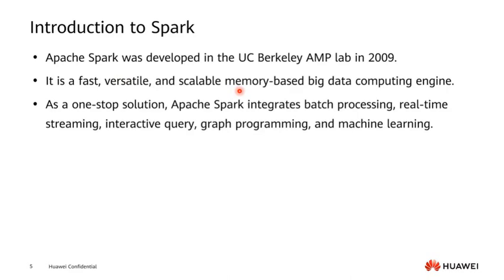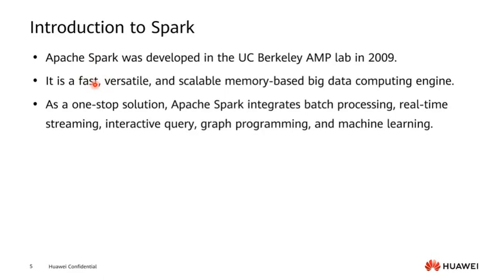In essence, Spark is a fast, versatile, and scalable in-memory big data computing engine. We can highlight these four words. The versatile and scalable big data computing engine may remind you of MapReduce, which is a computing engine as well. So, versatile and scalable can be seen as the common features of big data computing engines. But Spark is different from MapReduce. Spark is an in-memory computing engine, whereas MapReduce stores the intermediate data on disk, which means Spark is much faster than MapReduce.